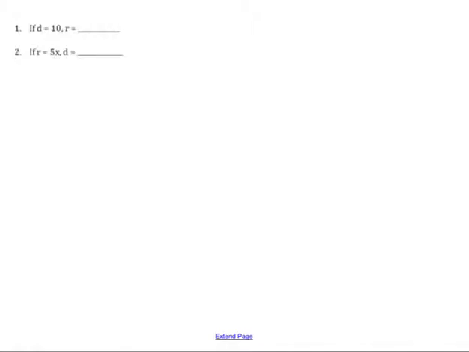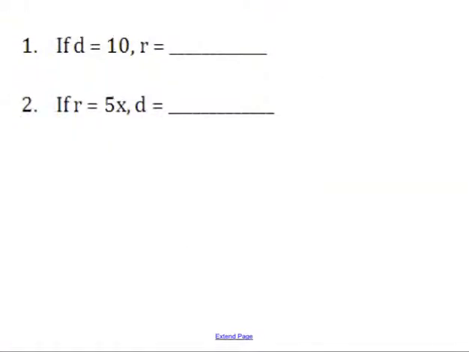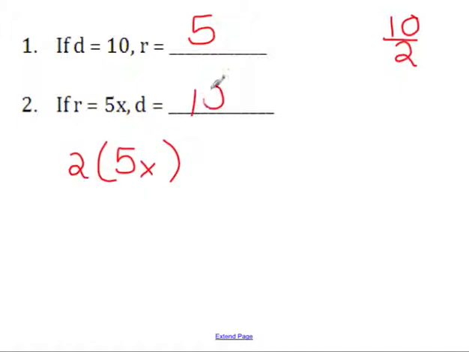So for example, if the diameter is 10, what is the radius? We're going to take the diameter and divide it by 2, because remember, the radius is half of the diameter. So if the diameter is 10, the radius is 5. Now it's saying if the radius is 5x, what is the diameter? Well, to get the diameter from the radius, we're going to multiply it by 2. So then the diameter is 10x. Really, you only have to use one of the two formulas if you want, but it's kind of nice to have them both. So let's take a look at number 3 now.